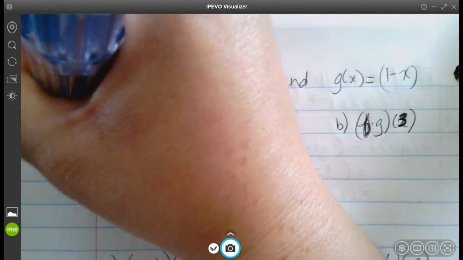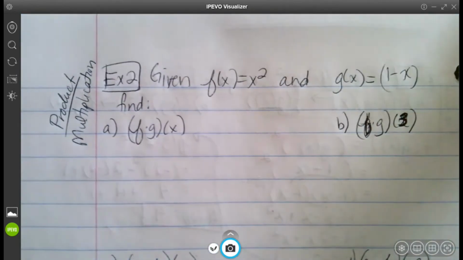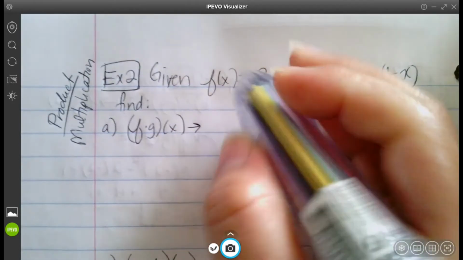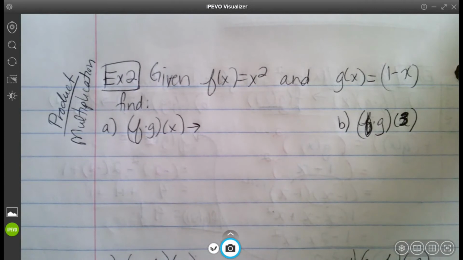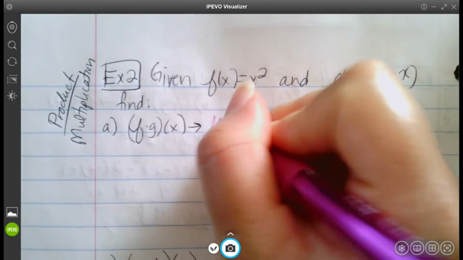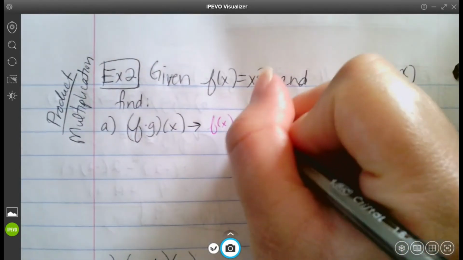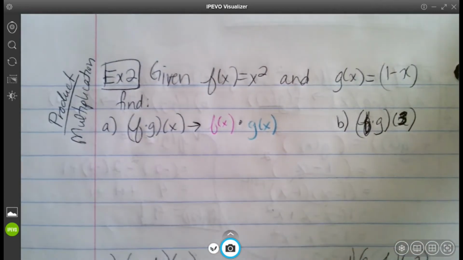Okay, so I'll just put that on the side. We could think of it as a product because we are going to get a product from this operation here. Okay, so I'm going to go ahead and rewrite this first one. This is the same as f of x times g of x. So all we're doing is multiplying.